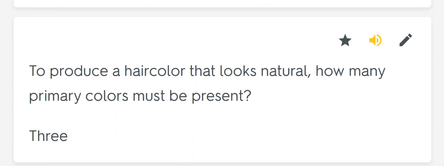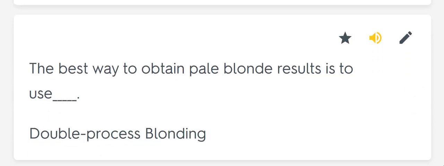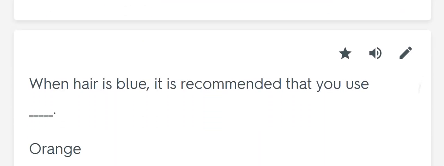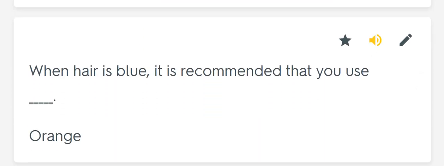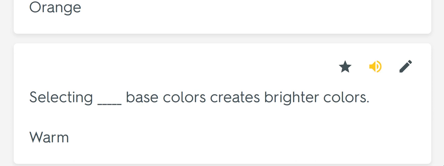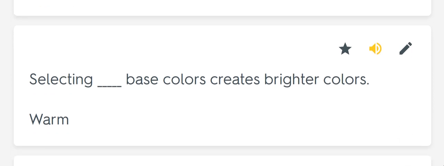To produce a hair color that looks natural, how many primary colors must be present? 3. The best way to obtain pale blonde results is to use double process blonding. When hair is violet, it is recommended that you use yellow. When hair is blue, it is recommended that you use orange. Selecting warm base colors creates brighter colors. Warm.